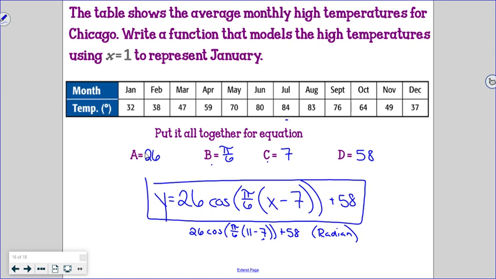Double parentheses? We'll check it. It shouldn't be that far off.